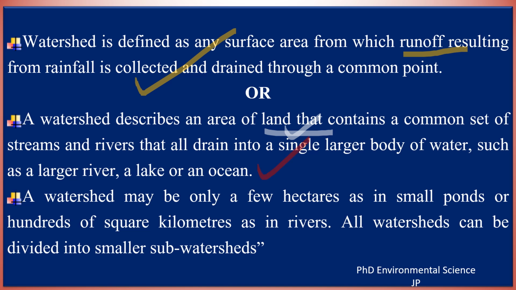The size of the watershed can vary widely, from very small areas, that is a few hectares, that drain into small ponds or streams, to vast areas of hundreds of square kilometers that drain into large rivers or lakes. A watershed collects all the surface runoff, including rainfall, snow melt, and other precipitation, and directs it towards the common drainage point. Large watersheds can be divided into smaller sub-watersheds or catchments. Each sub-watershed functions as a smaller unit within the larger watershed, contributing to the overall drainage system.